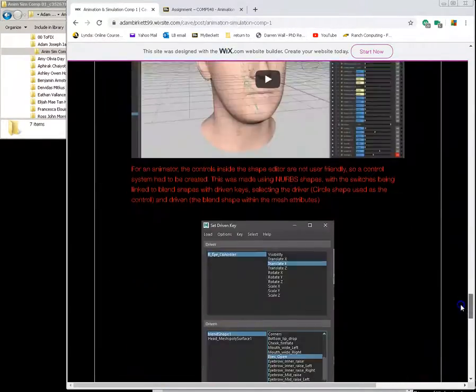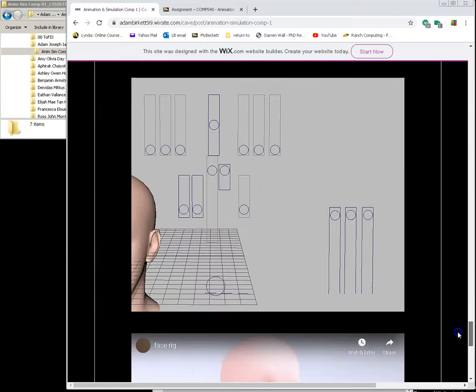Okay, so all in all, I think it's a good submission. It's certainly not in the excellent section, but it is a good submission. Okay, so take that on board, and I'll catch you later.